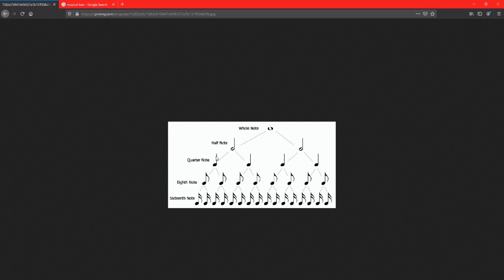So basically, all you try to do is scramble all of these notes together in a phrase.